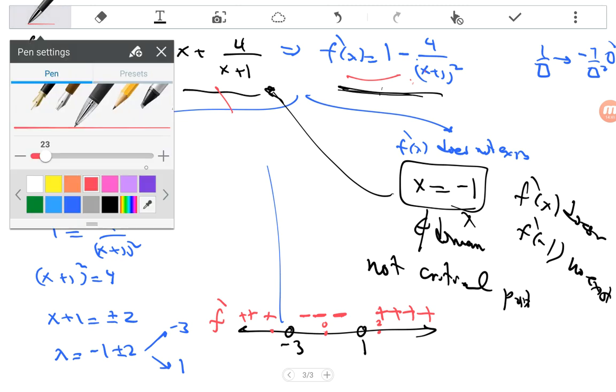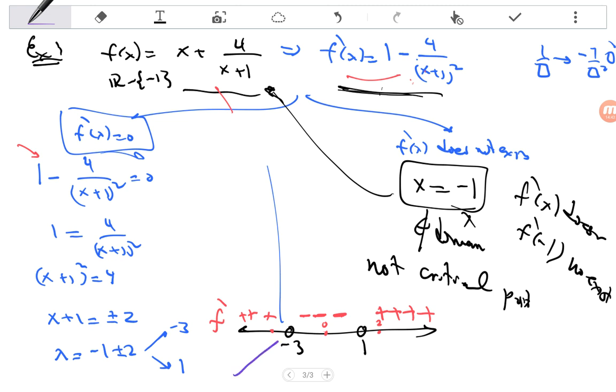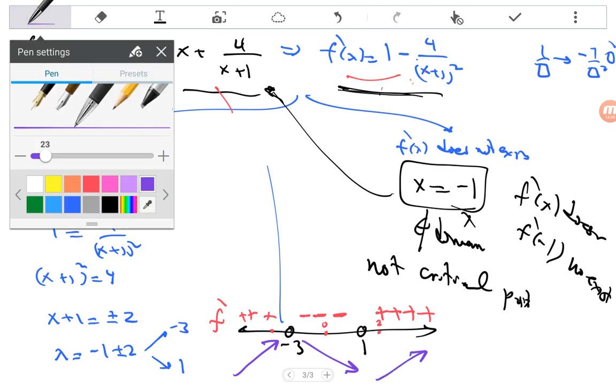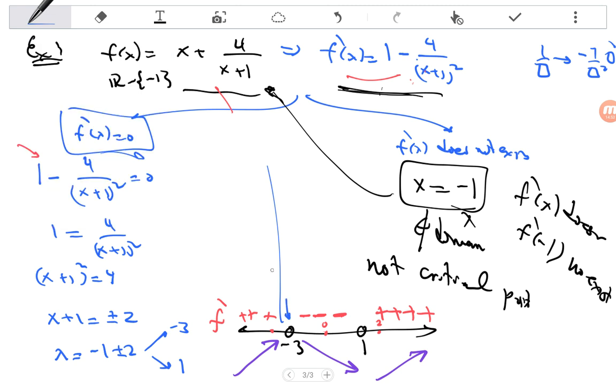So the function is increasing in this interval, then it is decreasing, then it is increasing again. That would mean that this point is a local maximum, and that point will be a local minimum.